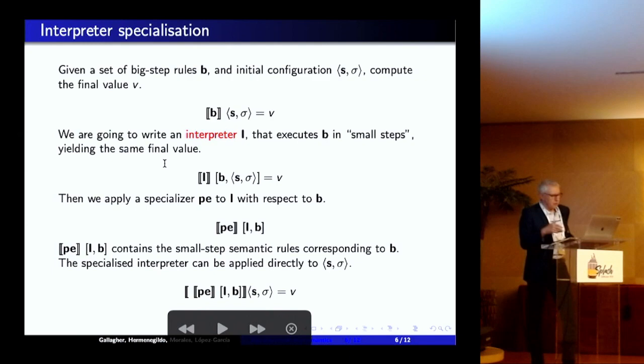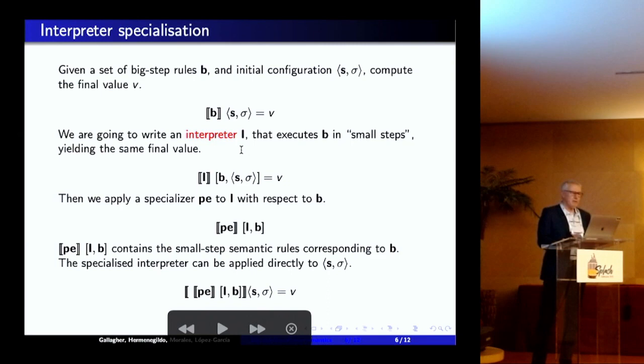But then what we did in this work is to write an interpreter that imposes some non-standard semantics on the big step rules, so it executes B in small steps. So the interpreter, when applied to the big step rules and an initial configuration, will yield the same value, assuming that the interpreter is correct. And then the specialization is that we specialize the interpreter with respect to B, but with an unknown initial state, represented by this. PE is a specializer, a partial evaluator.